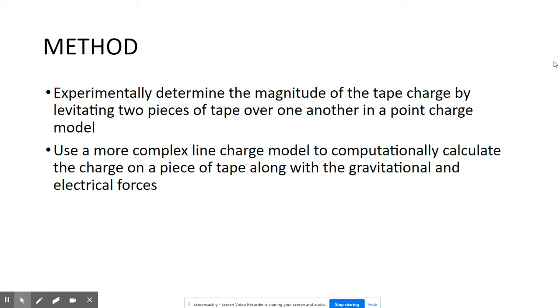The magnitude of the charge was experimentally determined by levitating two tapes over one another by balancing the gravitational force and electrical force of the tapes. The distance at which the tapes levitate is noted and used for subsequent calculations. The point charge model was used for all experimental calculations. A more accurate calculation of the overall charge of the tape and subsequent forces being experienced by the tape is computationally derived using the line charge model as opposed to the point charge model.